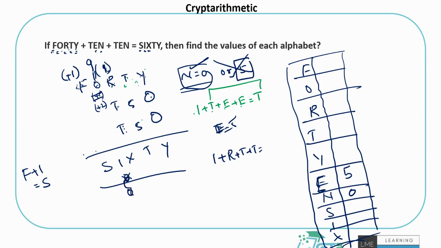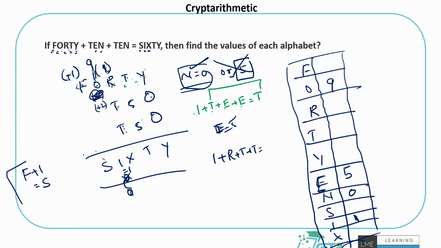So that means what is the possibility? O is 9 and I am carrying forward 2 from this entire story of 1 plus R plus T plus T. That means 9 plus 2 is 11, so I is coming out to be 1. This looks like a perfect story for me where I is equal to 1, okay, and O is 9. So now I know 9 plus 2 is 11.